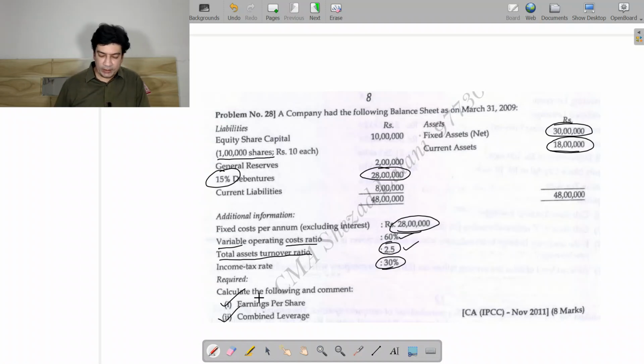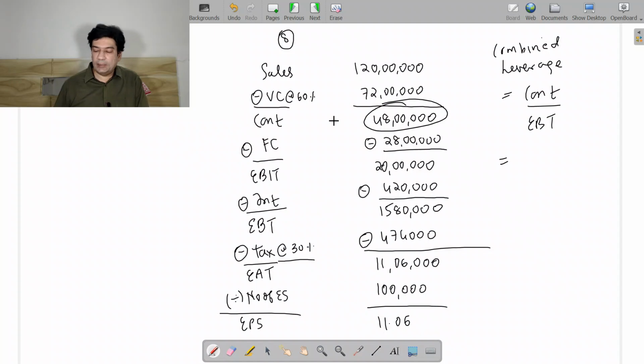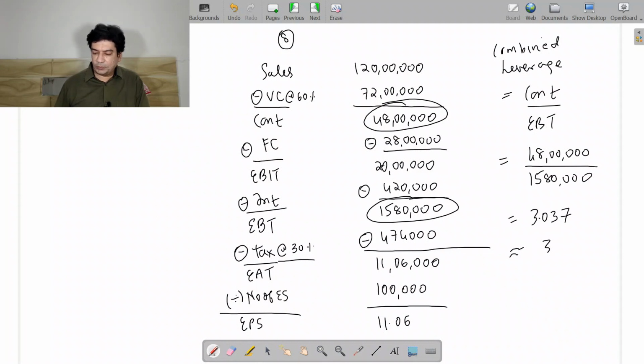Now we have to find the combined leverage. So we know the formula of combined leverage, which is nothing but contribution divided by EBT. So the contribution is 48 lakhs and the EBT is 15 lakh 80. So 48 lakhs divided by 15 lakh 80. So 3.037, which I can approx to 3.04 is my combined leverage.